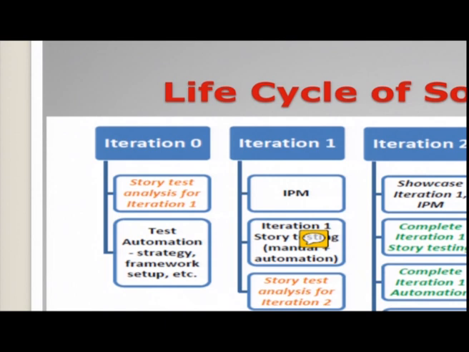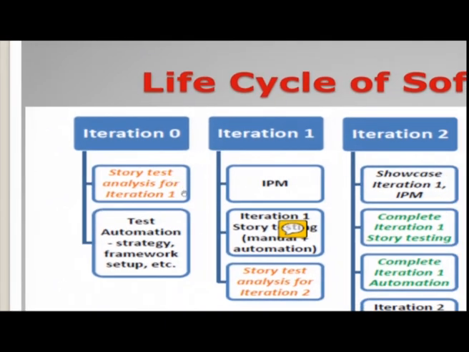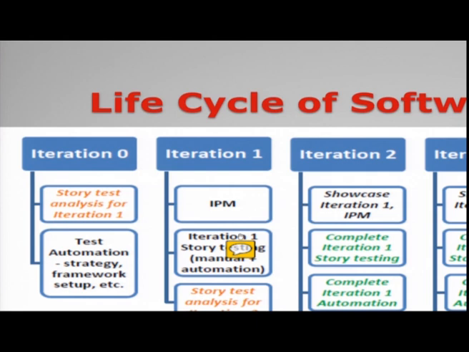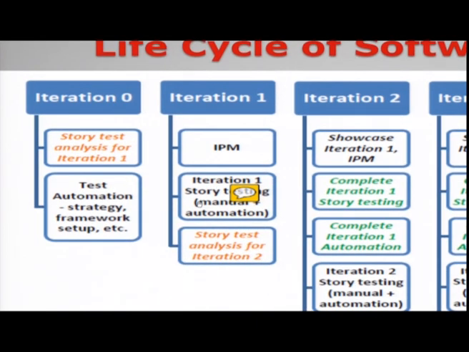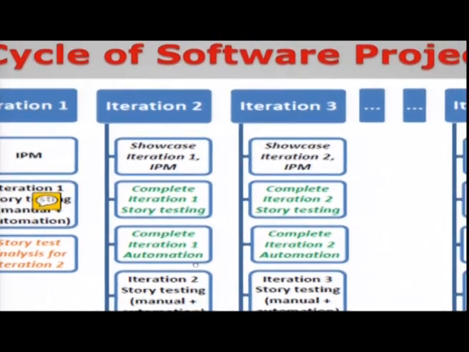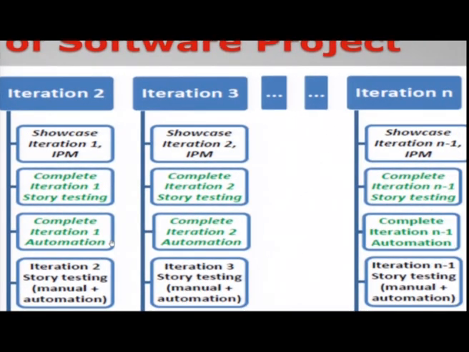So in iteration 0, the story test analysis plays a role for iteration 1. Test automation has been done, strategy has been developed, framework has been set up, and so on. As far as iteration 1 is concerned, you have the IPM, iteration project management, and then you have iteration 1 for storytelling, which is either manual or automation. The story test analysis for iteration 2, then in iteration 2, you showcase iteration 1 and the iteration project management.